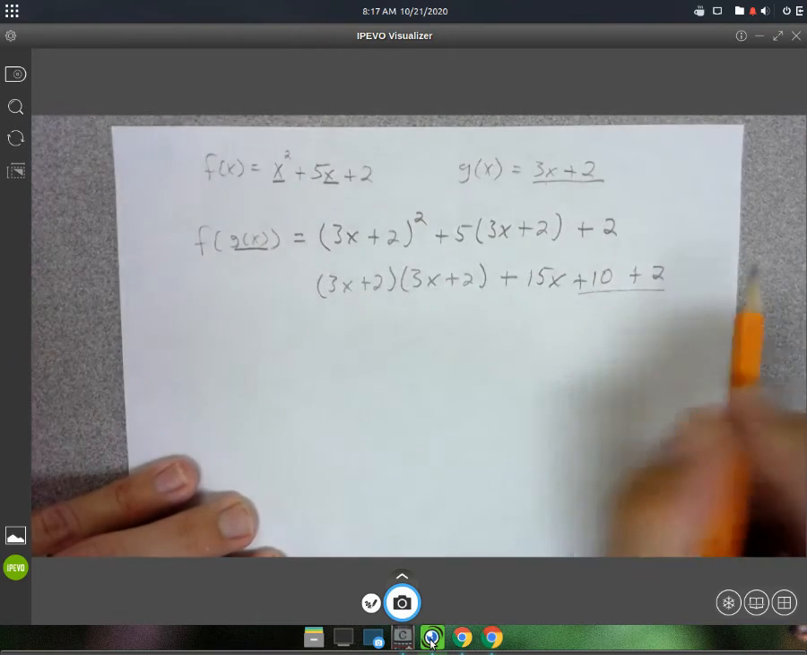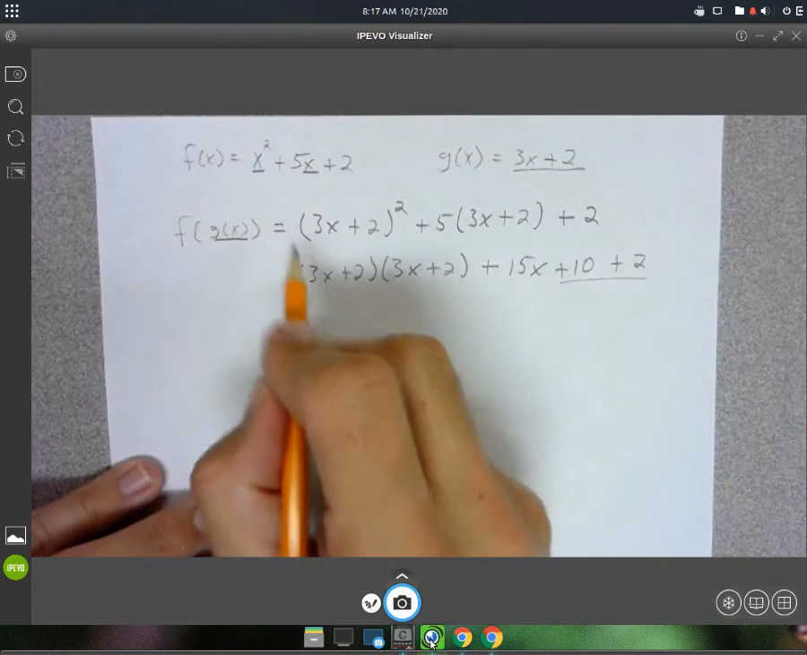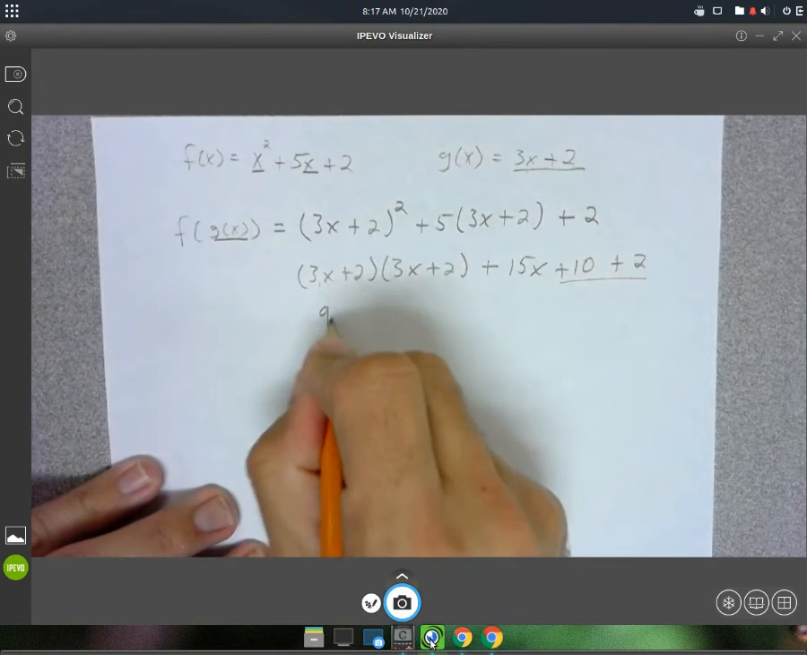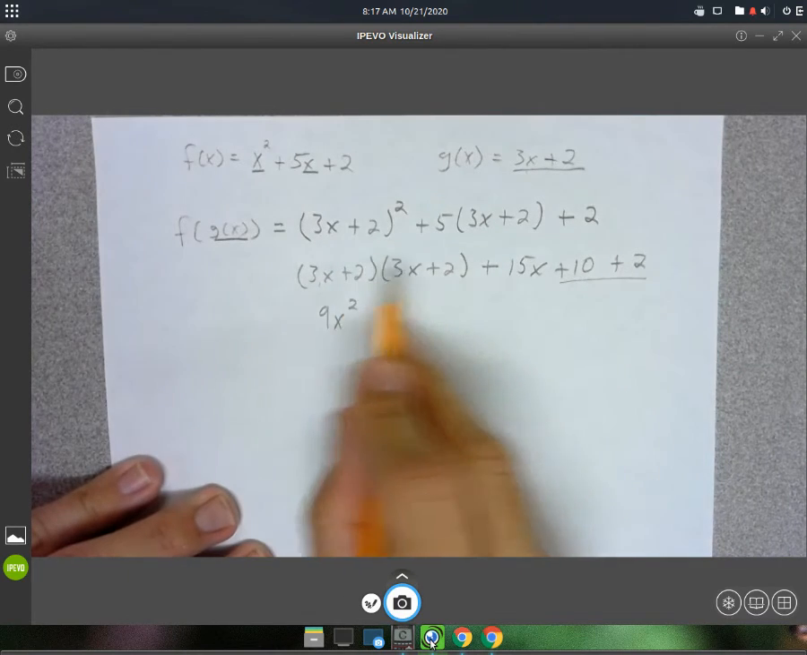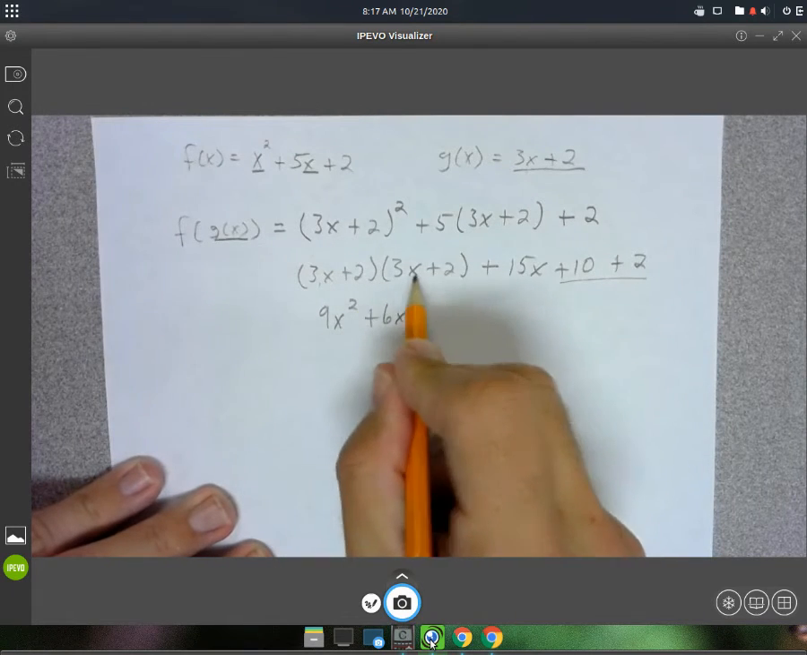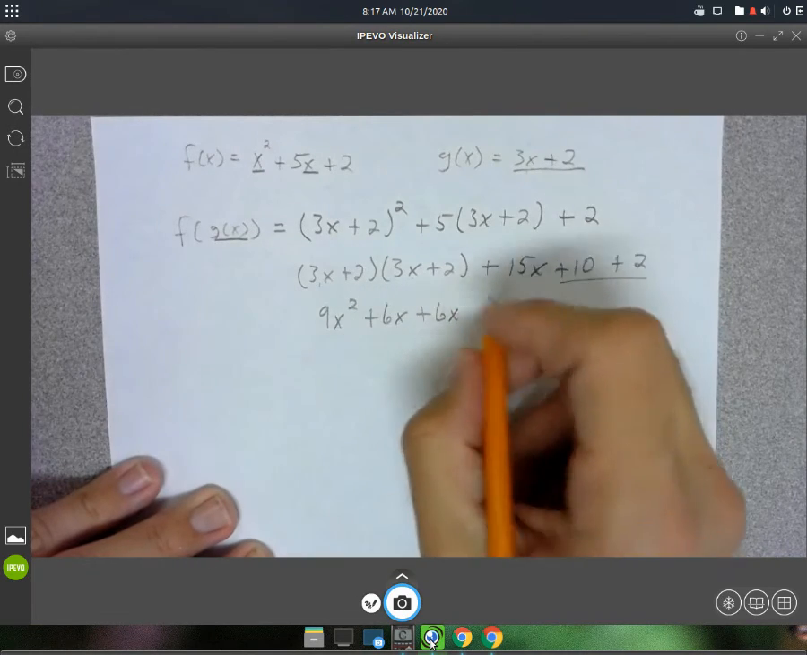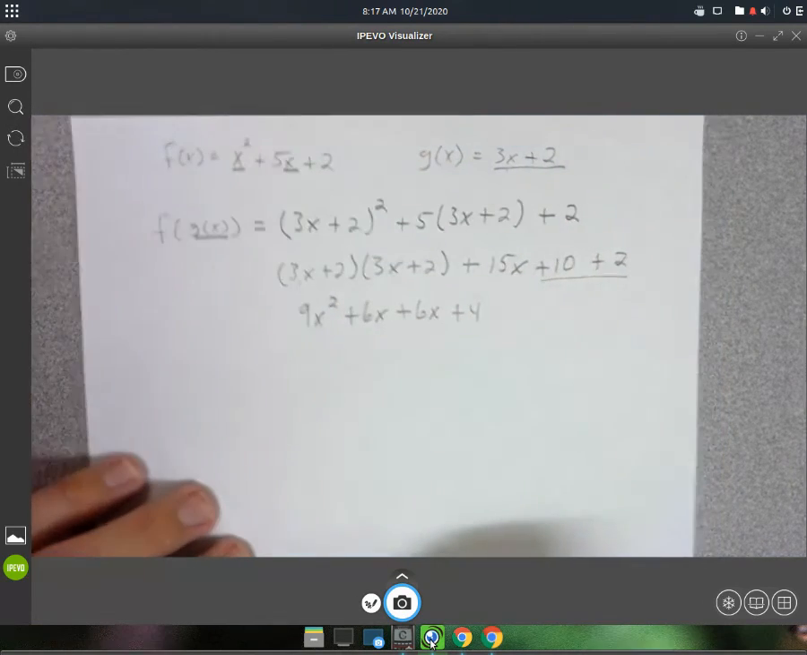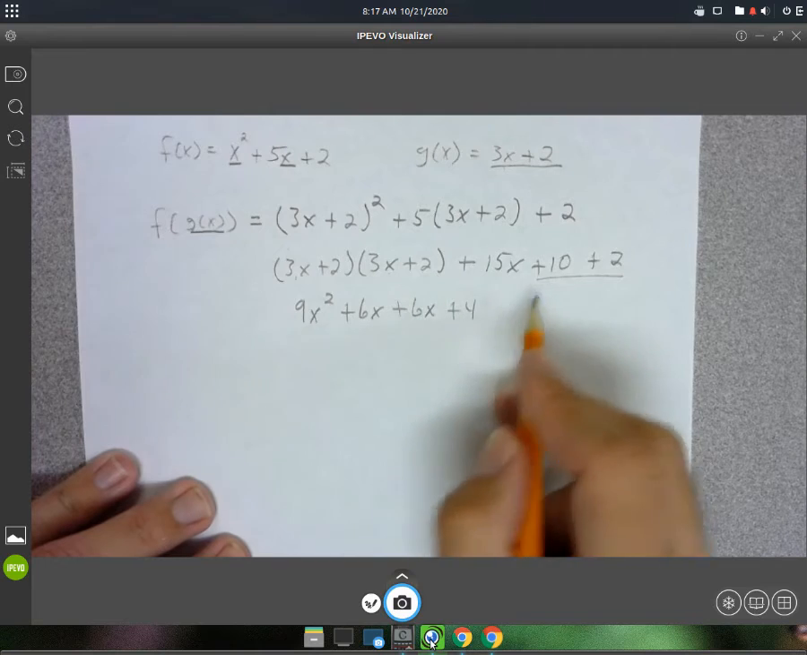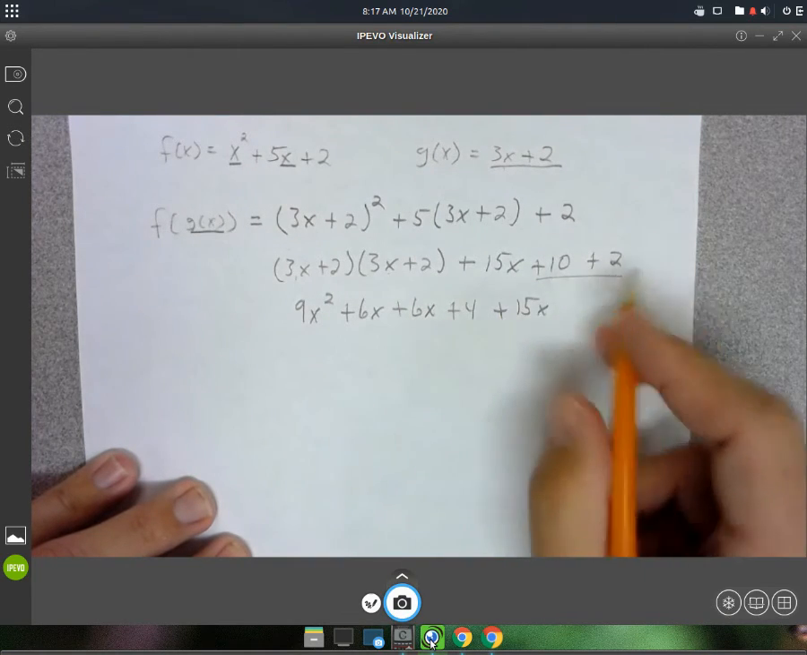Let's see here. We're going to multiply this out and combine those terms. So 3x times 3x will be 9x squared. 3x times 2 is going to be 6x. 2 times 3x is going to be 6x. And then 2 times 2 is going to be 4. All right, that was all that part. And then we have the plus 15x. And then 10 plus 2 is 12.